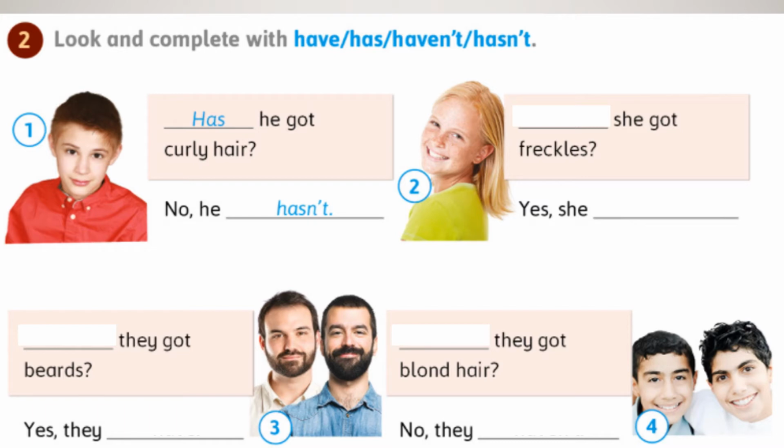Look and complete with have, has, haven't, or hasn't. Look at the pictures and choose one of the 4 verbs, whether in affirmative like have or has, or negative like haven't or hasn't. Number 1, as you can see, is done for you. Has he got curly hair? Look at his hair. Is it curly? Of course, no. No, he hasn't.